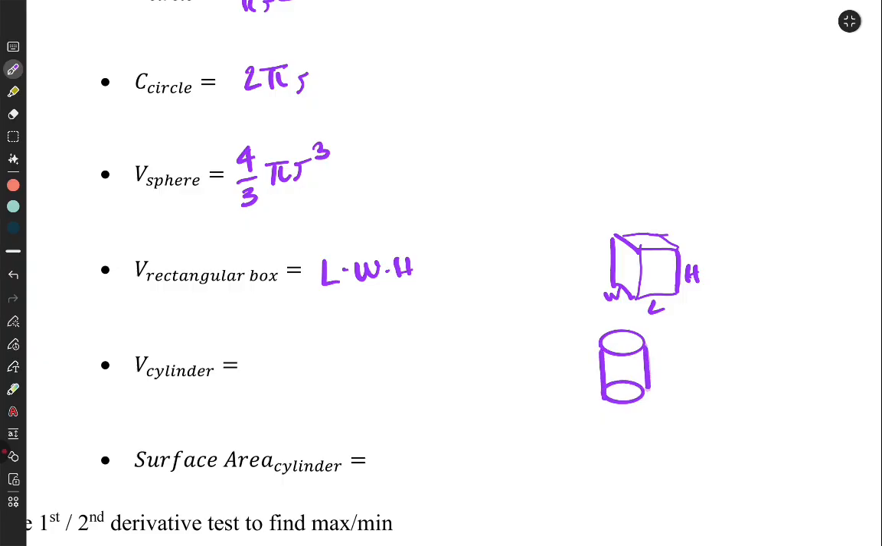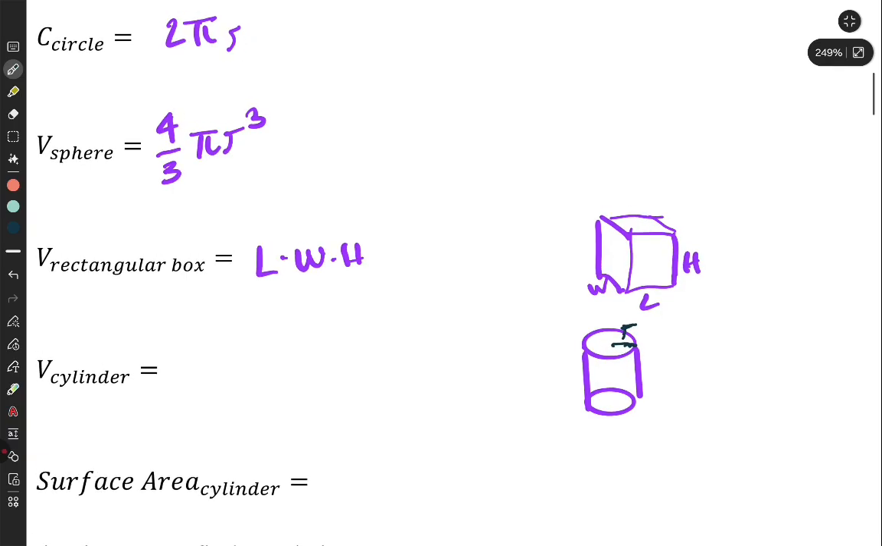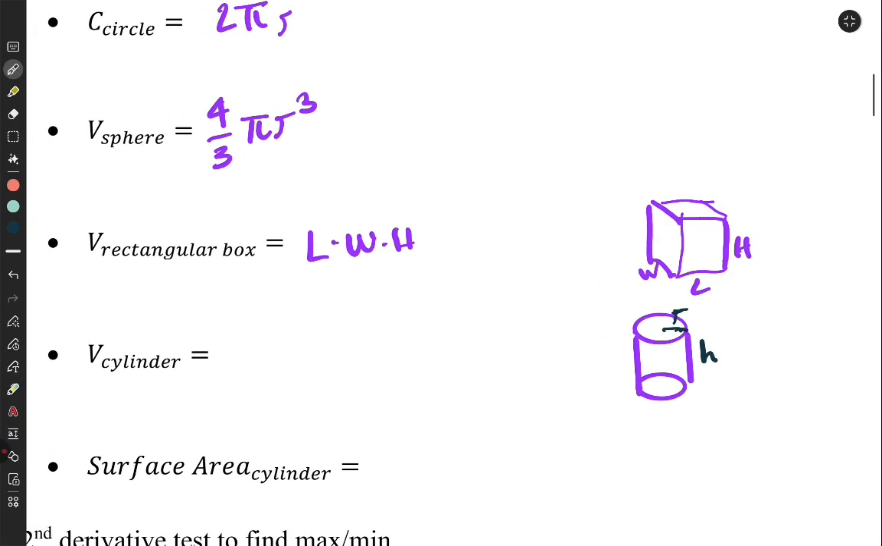A cylinder is identified by two things. First would be the radius of the surface, the top or the bottom surface, the radius. Second would be the height of that cylinder. Okay. This one, you can derive. You don't need to memorize this. If you want to generate a formula for this, how do you do that? How do you generate a formula for a volume of something?